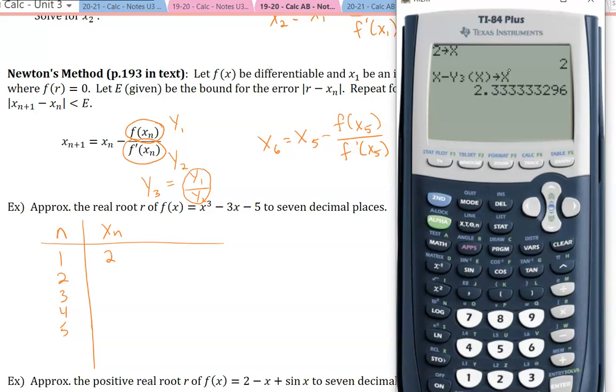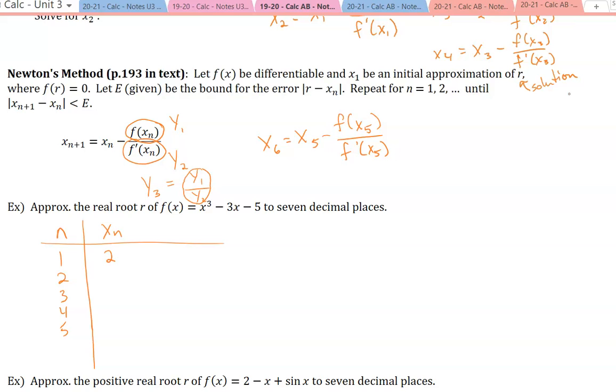And I know that seems like a lot, but I'll show you why we want to do all of that first. So this tells me that my next x-intercept, okay, getting closer to the solution, is 2.333333296. And you do need to go to several decimal places. Okay, you need to go at least to 8 decimal places because we want accuracy to 7.